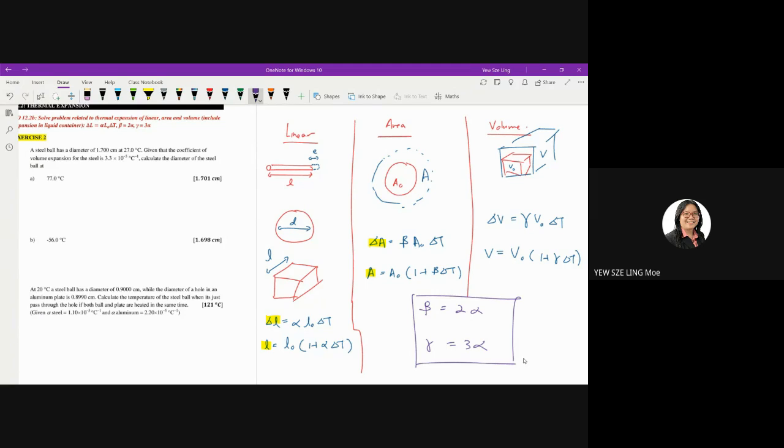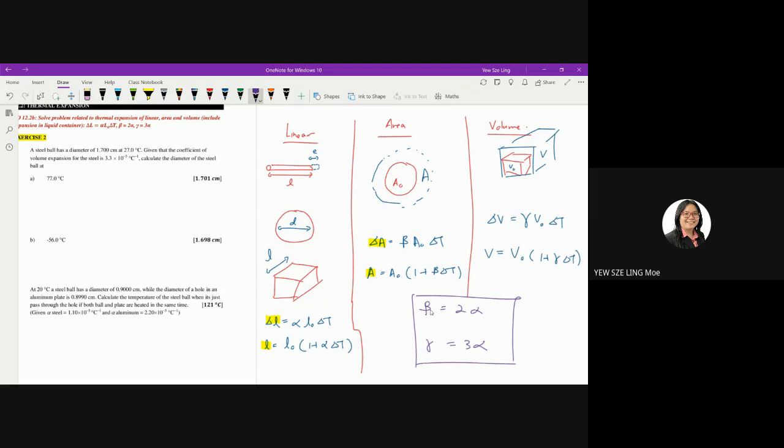Why? Because quite often questions will give you either one. Okay, then you have to change it according to the types of expansion that you're looking at. So sometimes you might have linear expansion, but questions give you gamma. Then you need to know how to determine the value of alpha, you can call it A. All right, so that is the relationship.